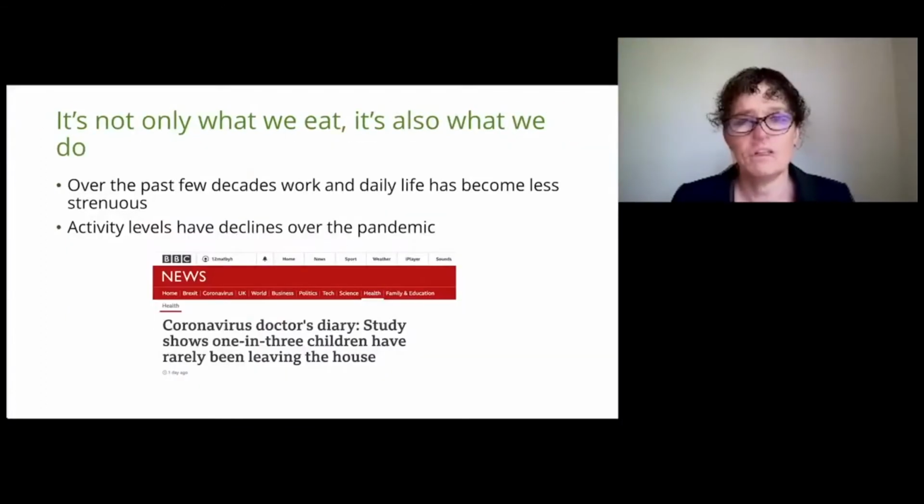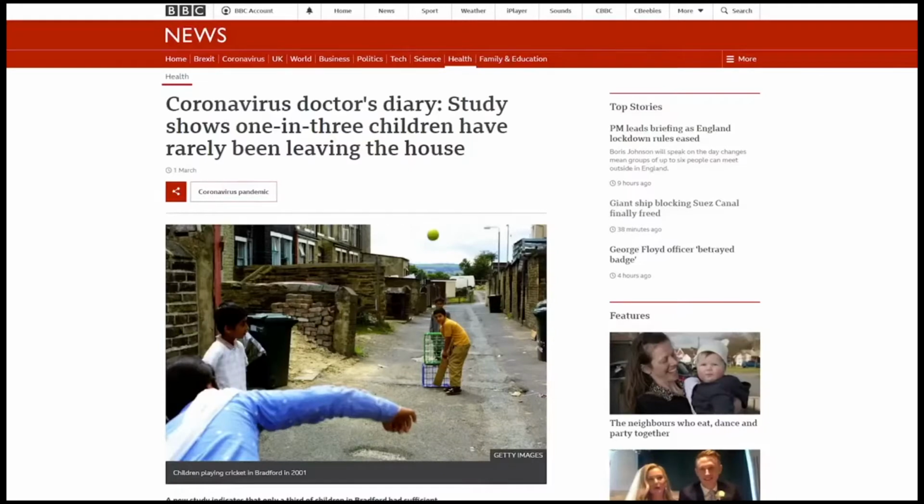So families of children who had free school meals were also more likely to use food banks than families who could not. So as I mentioned earlier, it's not only what we eat, but it's also how active we are that leads to obesity. So over the past few decades, work and daily life have become less strenuous and more sedentary, and that's also probably been a cause of rising obesity. Over the pandemic, it looks like activity levels have declined. We don't have great quality data on this yet, but initial indications suggest that children in particular have been much less active over the pandemic.